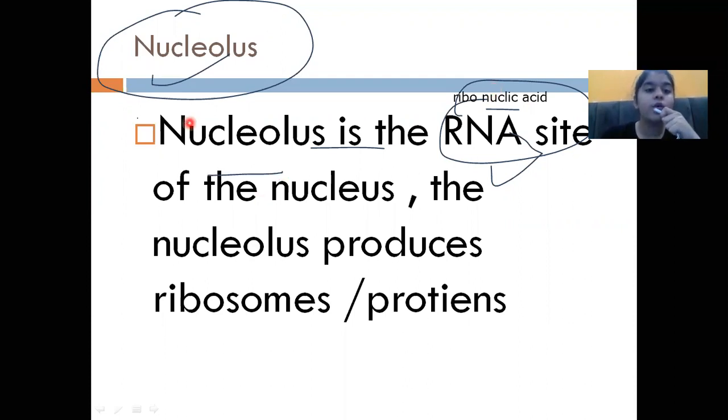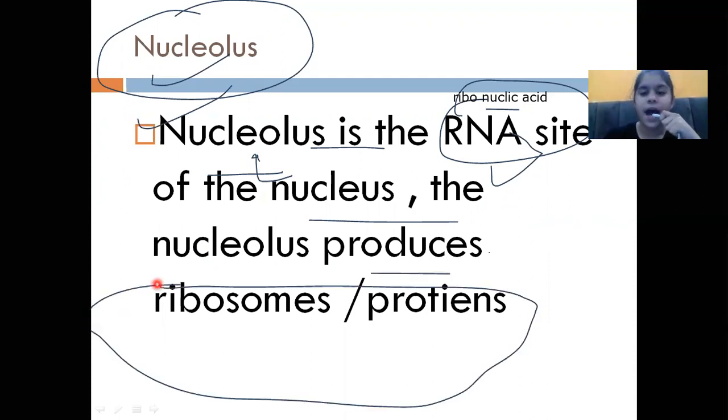Nucleolus. It is the RNA site of the nucleus. The nucleolus inside the nucleus makes RNA. What does it make? RNA. The nucleolus produces the ribosomes or proteins in the cell, and from here they are transported outside to the endoplasmic reticulum. Clear till here, everyone?